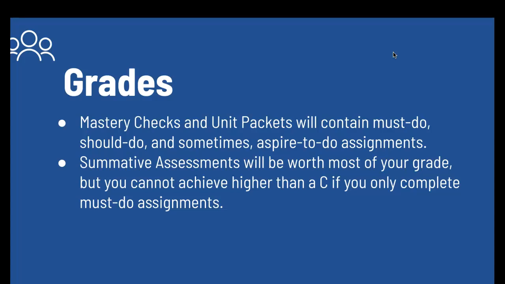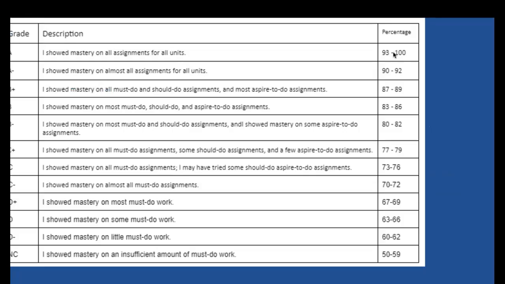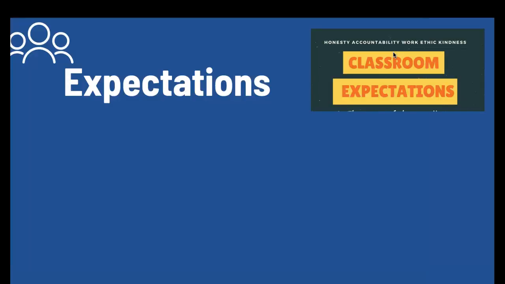If you just are going to do that minimum must-do on a packet, you're only going to get a C on the grade for that packet if that's all you do with the must-dos. So if you want to get all the points or higher credit, a B or an A on your packets, you're going to want to make sure you do the should-dos, and if there are ever any aspire-to-dos, you're going to want to do those assignments as well. Here's a further breakdown of how the grading is aligned in Schoology for the letter grades, from an A down to an NC, with a little more detail of a description, and then also that percentage.